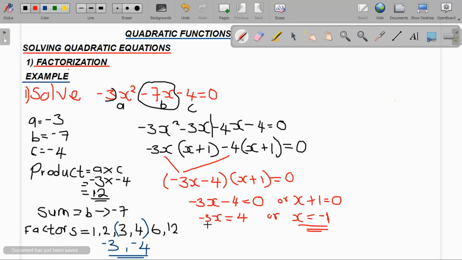And then the second one, we're going to remain with x. For us to remain with x, we're going to divide both sides by negative 3. So negative 3 cancels, and then after that, we're going to remain with x is equal to negative 4 over 3. That's what we're going to remain with. So that's what we usually do in terms of factorization. That's how they factorize.